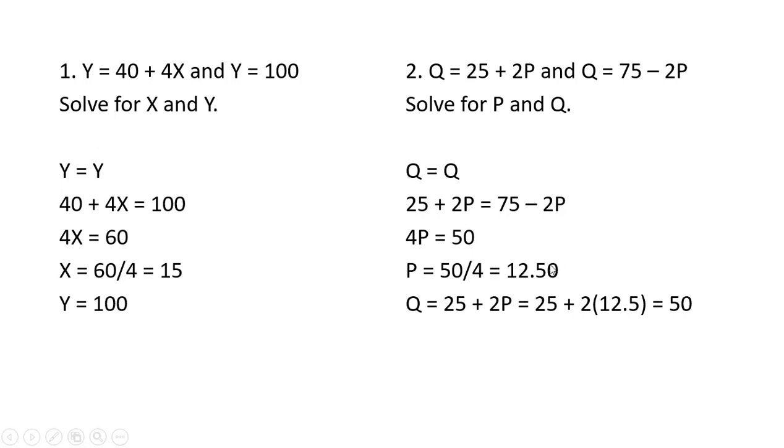And like I said, I could have plugged this 12.5 back into the other equation. You would have got 75 minus 2 times 12.5. You would have had 75 minus 25, or once again, Q equals 50. Moving on.